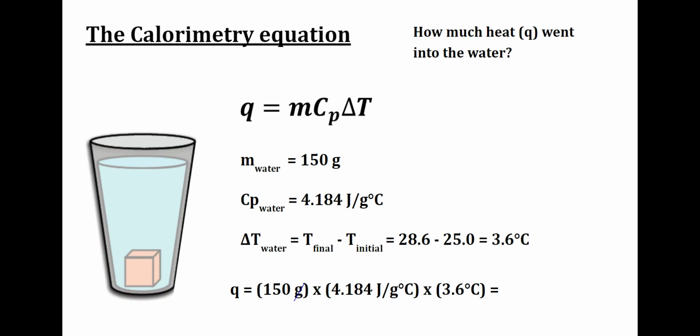When we plug those values into our equation, this is the answer we get. First, keeping track of our units, we see that grams and grams cancel out, degrees Celsius and degrees Celsius cancel out. And when we multiply these values together, we get 2,259 joules of energy went into the water.